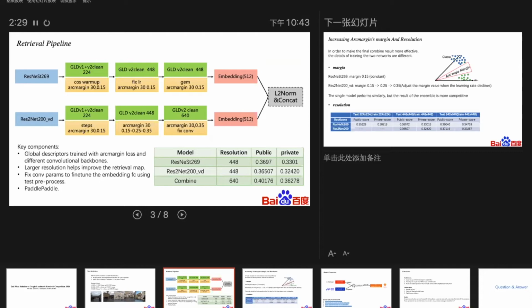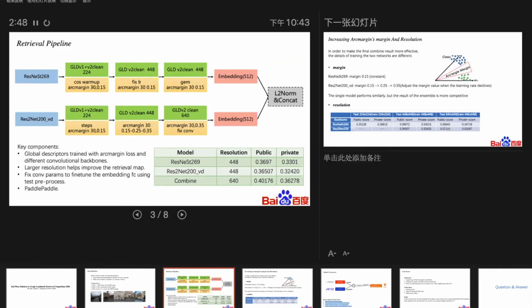ResNeSt 269 with a fixed learning rate of 0.001 is trained with the GLDv2 clean dataset at 448 resolution. Then GeM pooling is added at last.